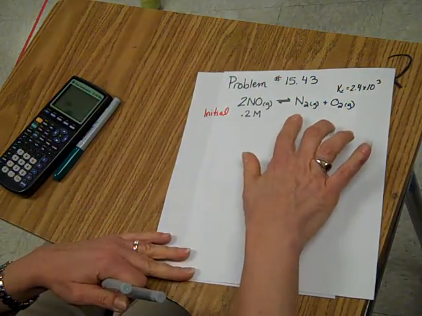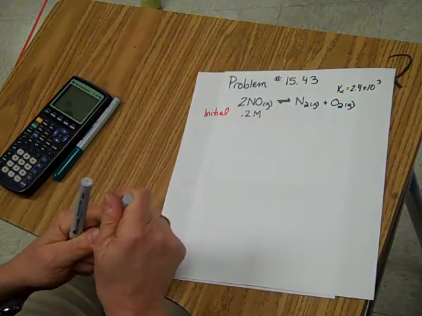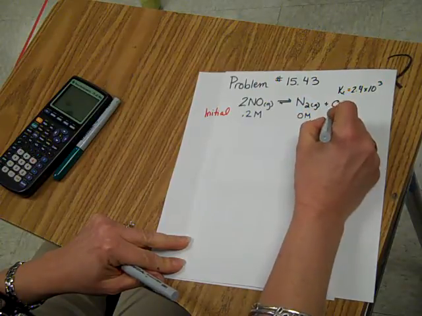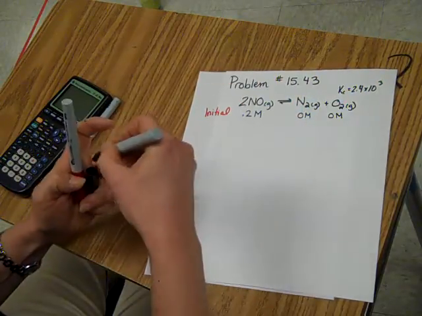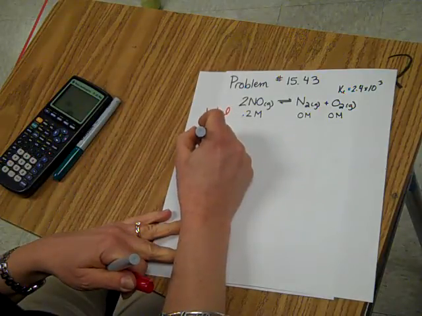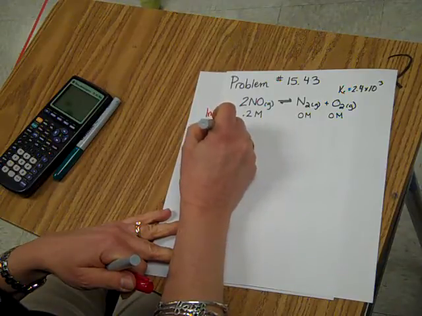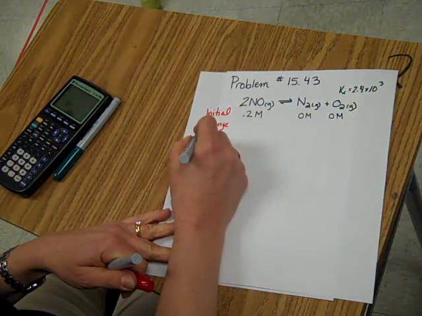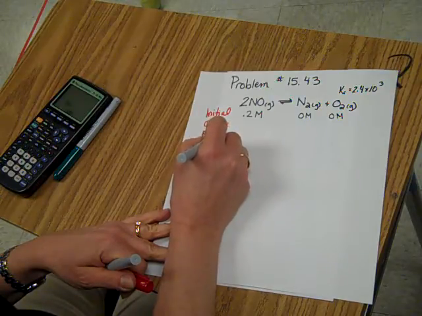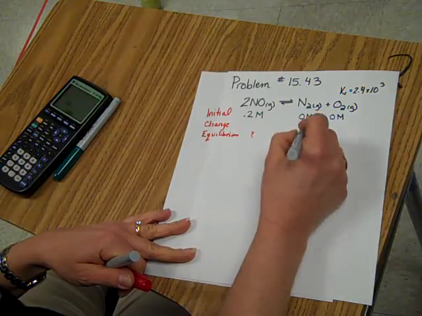First, because there's nothing mentioned about the nitrogen and the oxygen initially, you can assume that they are 0. So fill that in. Okay? Skip a line and then write down the next line, which will be the change, and the following line will be what is happening at equilibrium. And this is what they're asking us to find out.